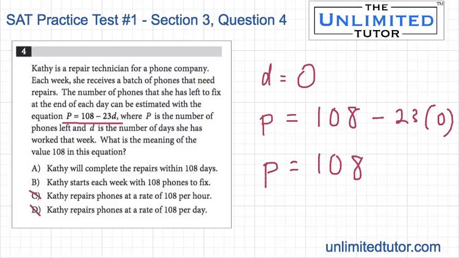Therefore, the only reasonable answer choice here is answer choice B, which is the correct answer choice. Kathy starts each week with 108 phones left to fix. You can find a lot of the answers in the SATs using some basic logic. Of course, you can always use the good old strategy of plugging in a value, which works well here, and in fact, both strategies work well here. That's how I recommend solving it.